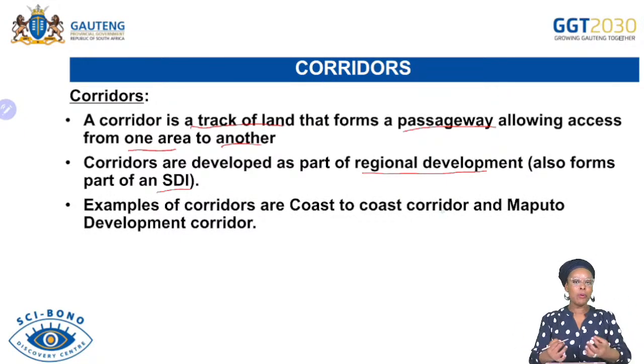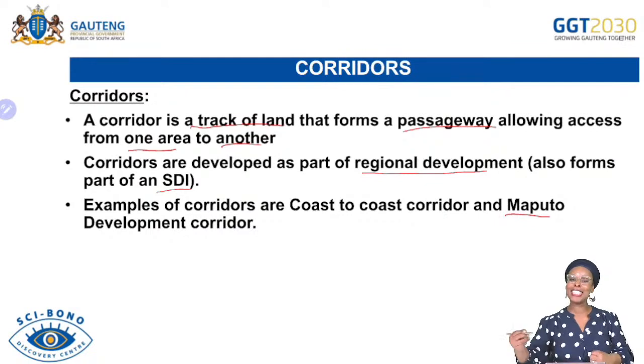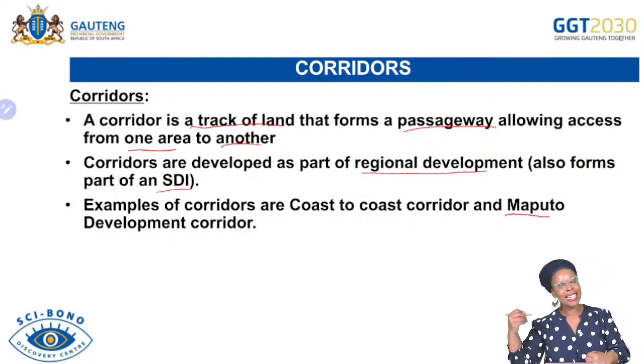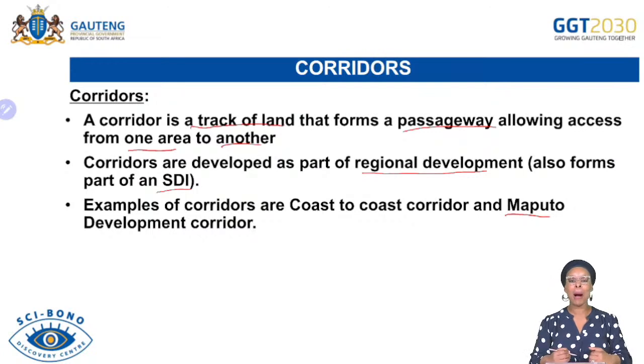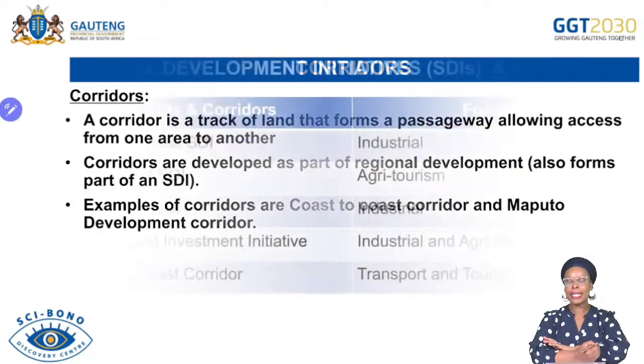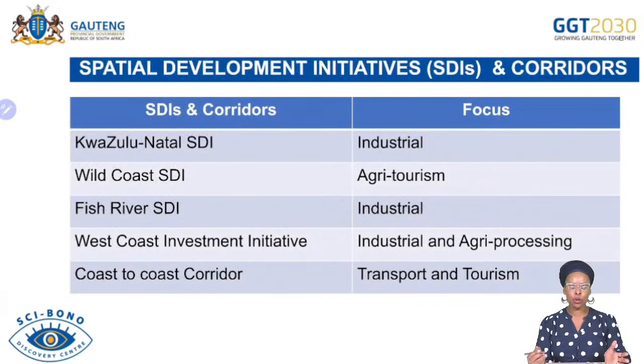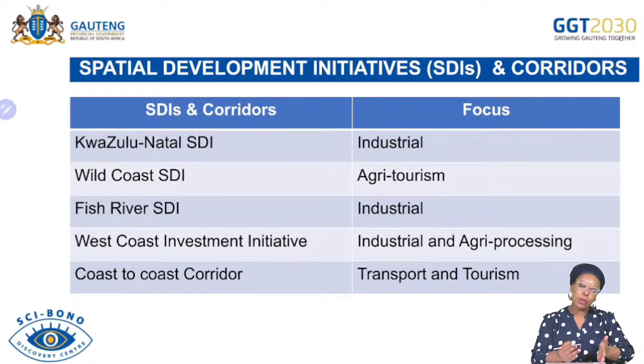Somebody is saying, but ma'am, we are in South Africa. Yes, I mentioned that some of these corridors can go beyond the borders of the country, where you find that the very same Maputo Development Corridor starts in Gauteng, stretches to Mpumalanga, and goes to Maputo. Hence, it is part of our economics lesson. Now let me take you through what I promised you. I promised to give you examples of SDIs.